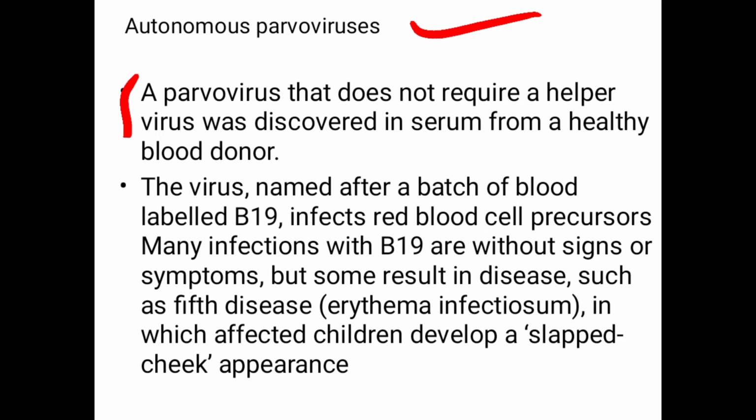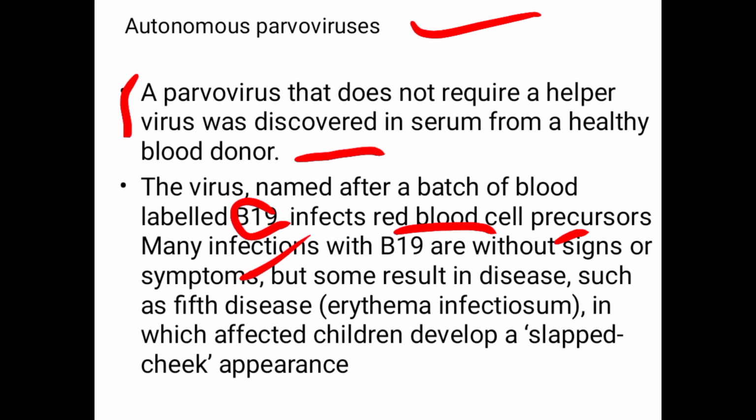Now, a very important autonomous virus that was discovered is B19. And why is it called B19? Because the virus was discovered in the serum from a healthy blood donor. The virus was named after a batch of blood labeled 19. Blood 19 means a batch of blood labeled 19. This virus, B19, infects the red blood cell precursors. Many infections with B19 are without sign and symptom, but some result in disease.